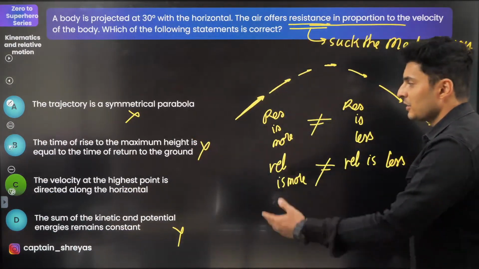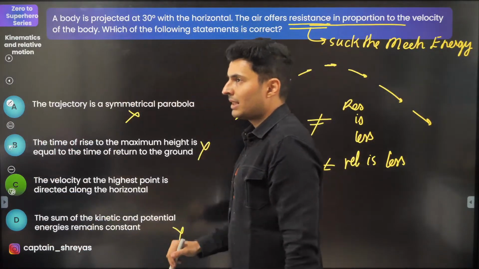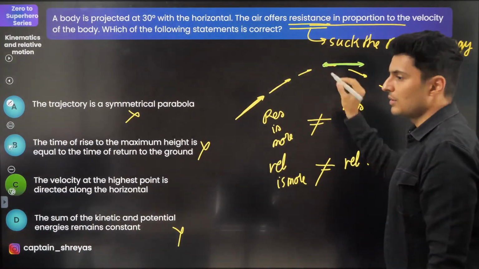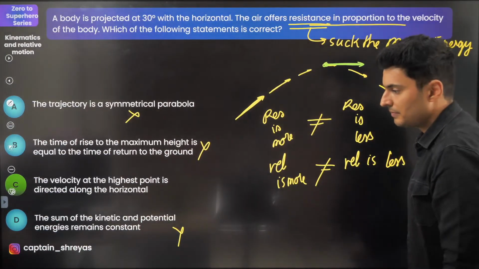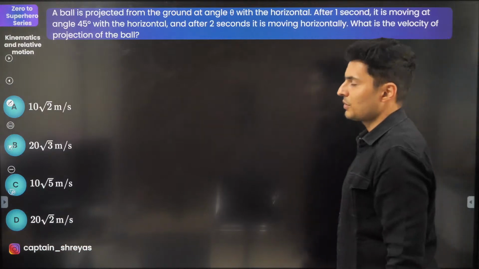Let's move ahead. So the only thing which will be correct actually is that the velocity at the topmost point will be horizontal. That is the only thing which would make sense. That's all. Nothing else will be correct. Let's move to the next question.